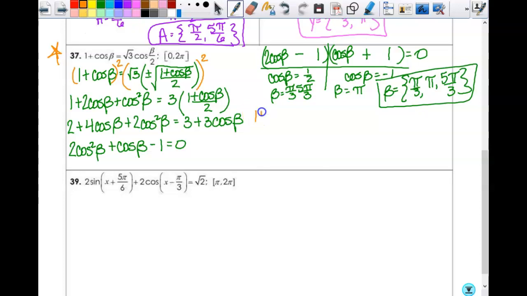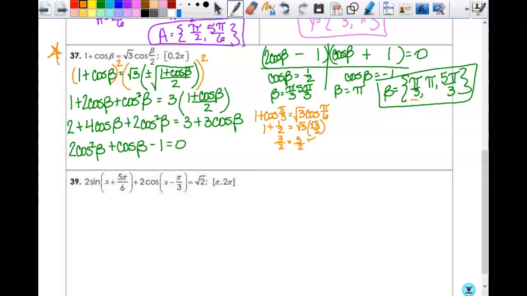So I can do 1 plus cosine of pi thirds equals the square root of 3 times the cosine of pi thirds over 2, which would be pi sixths. So this gives me 1 plus 1/2 equals the square root of 3 times the square root of 3 over 2. So this gives me 3/2 equals 3/2. So this one works. So this one's good.